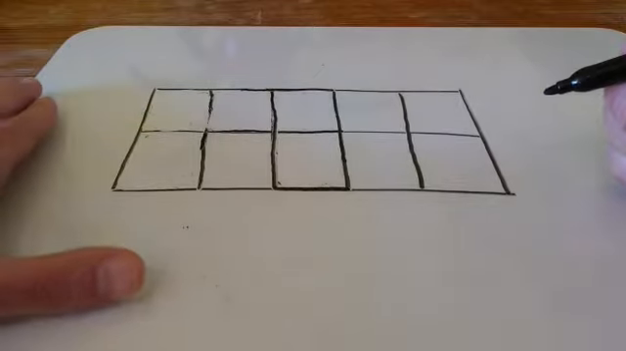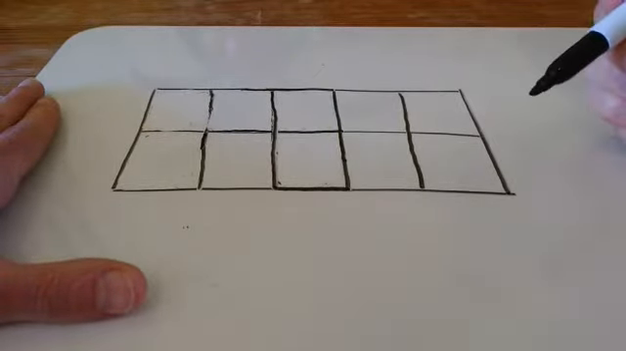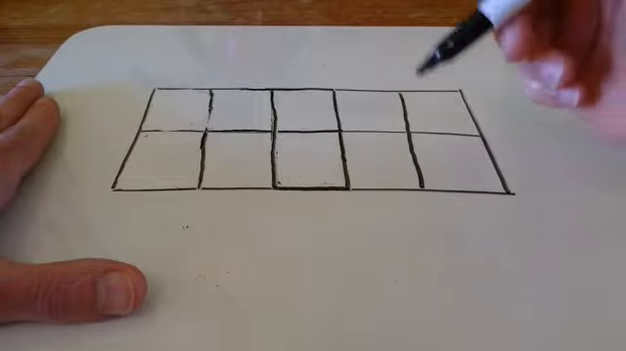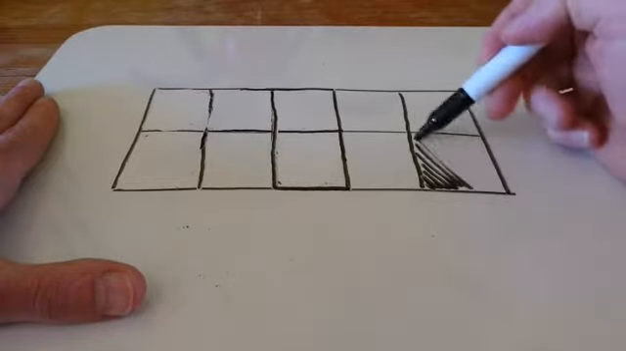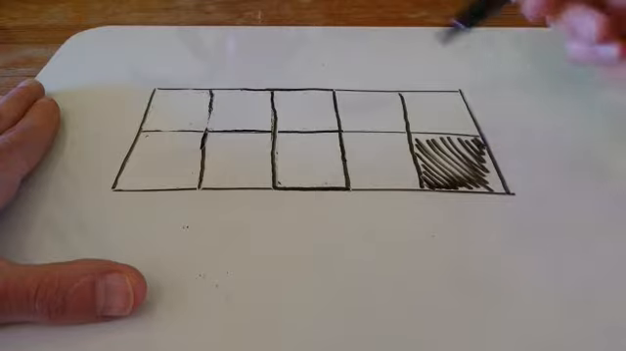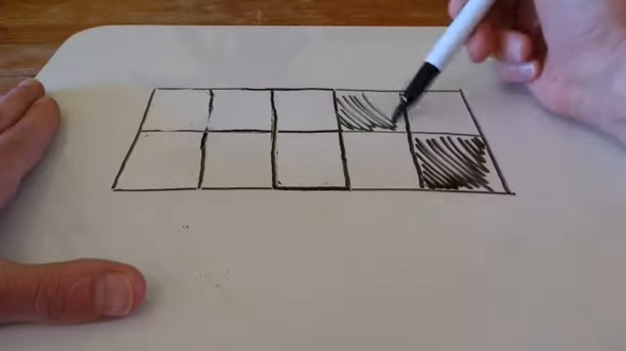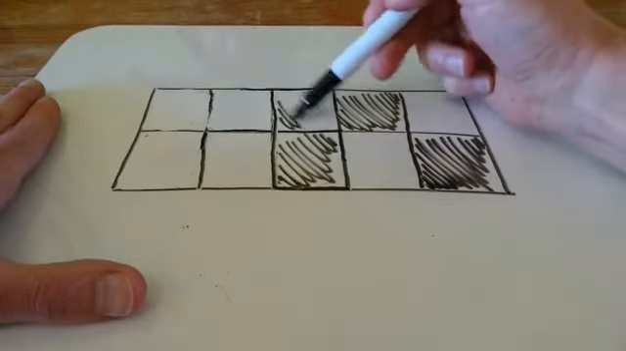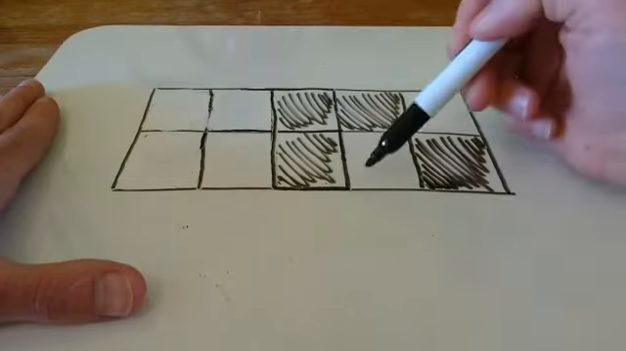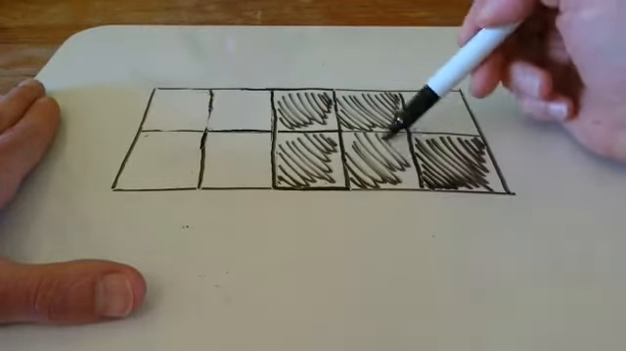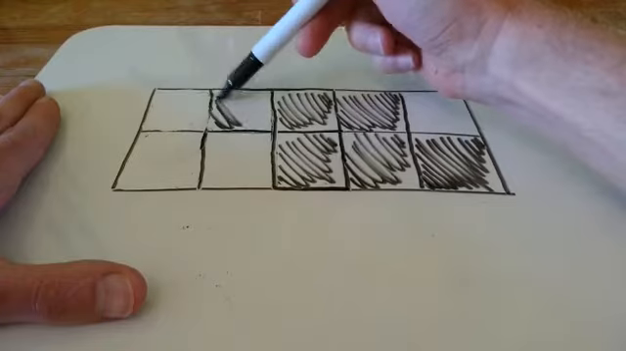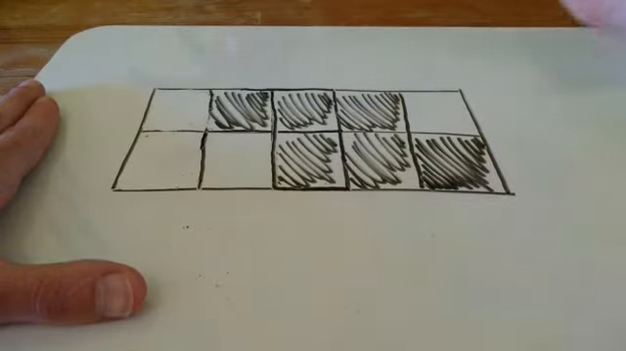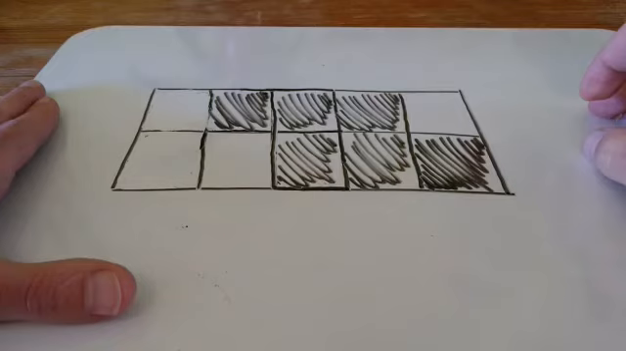Okay, get yourself ready for another example. So I'm going to colour in some more. I want to write down the fraction. What fraction of this shape has been coloured in? So, pause the video, write it down. Let's see if you get it right.